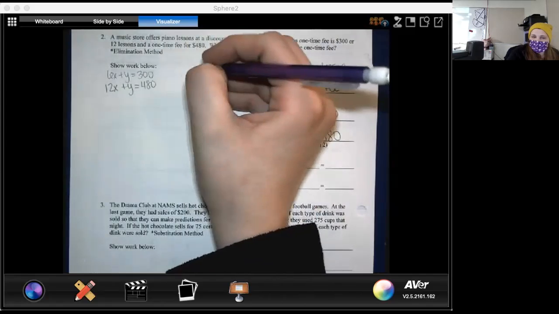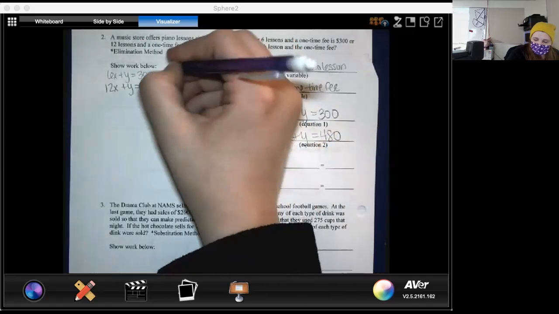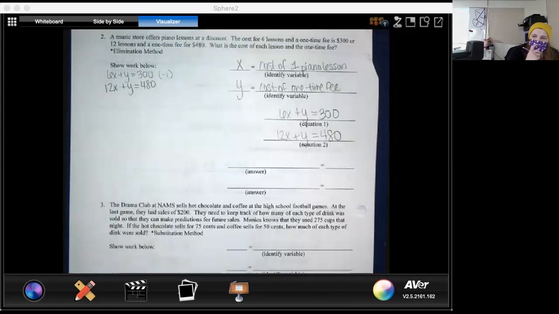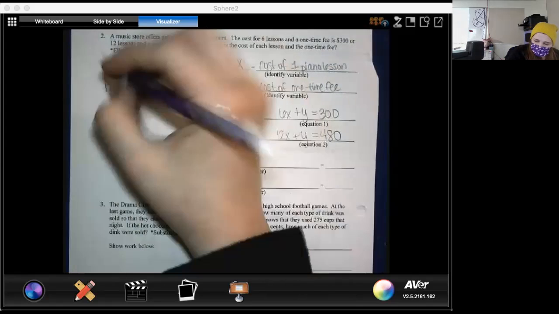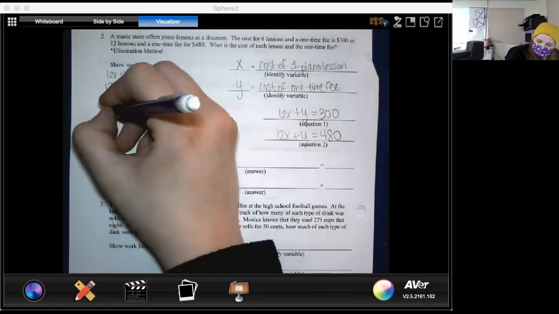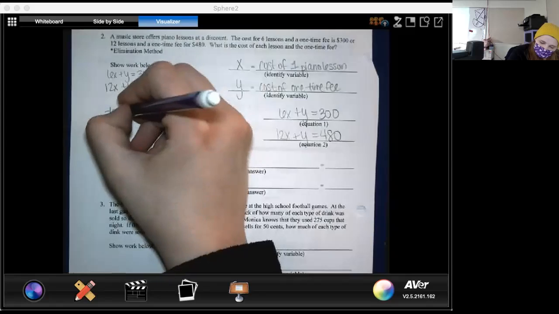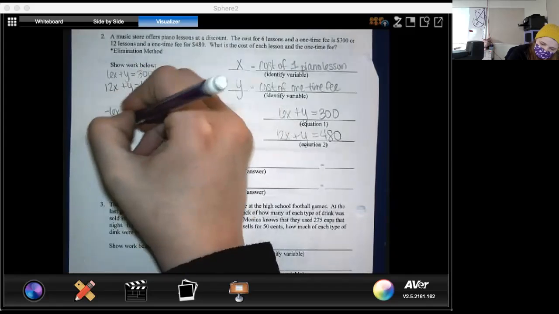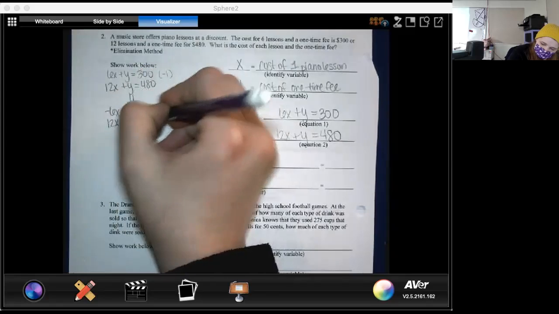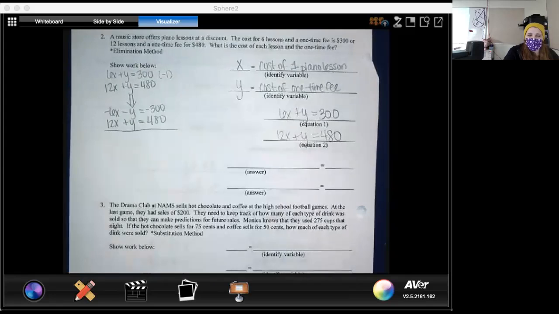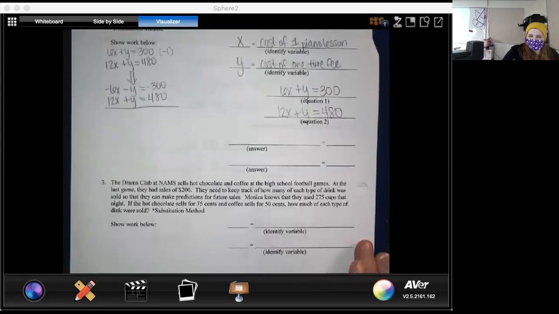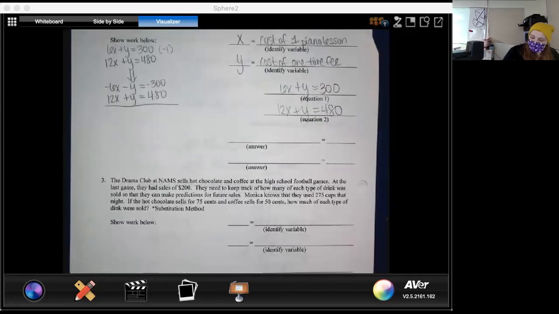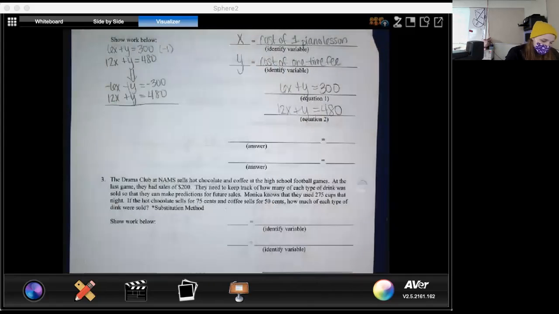But if we were going to multiply for y, and multiply the top one by -1, we would then get -6x minus y equals -300. And the second one doesn't need any manipulating. And there I'm able to combine like terms or add vertically. So what am I left with when I add vertically at that point?